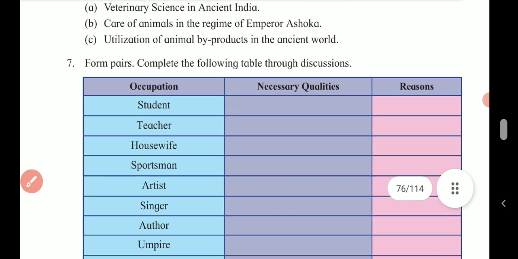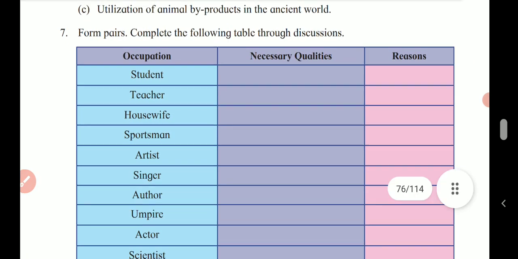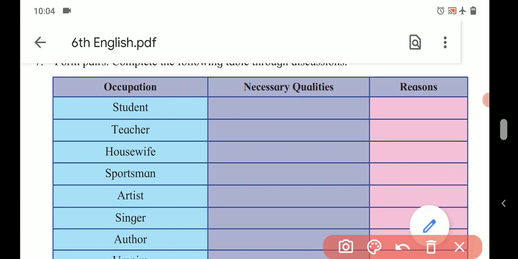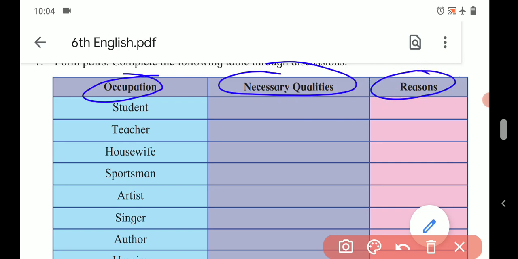Next, form pairs. Complete the following table through discussion. You have to discuss with your friend to get the answer to this question. Here the first column is occupation, next is necessary quality, and then we have to write the reason, meaning why that particular quality is needed. First one, student. What qualities are required for a student? There are many, right? Diligent, confident, obedient, hardworking, etc. I am just going to give you an example. For example, if we write the quality, that is obedience.